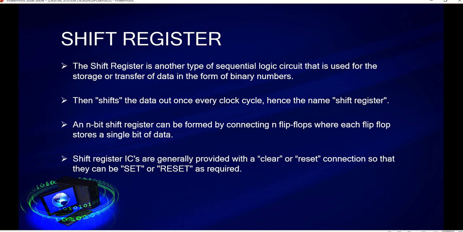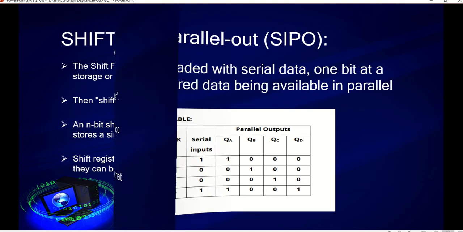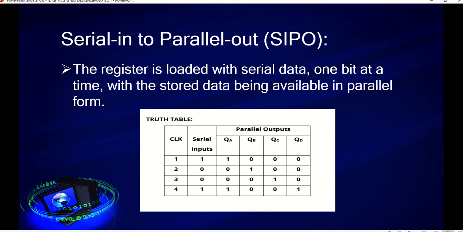There are four types of shift registers. They are serial in, serial out, serial in, parallel out, parallel in, serial out, and parallel in, parallel out. In this video, we will be seeing serial in, parallel out, and parallel in, parallel out. First, let's see serial in, parallel out.